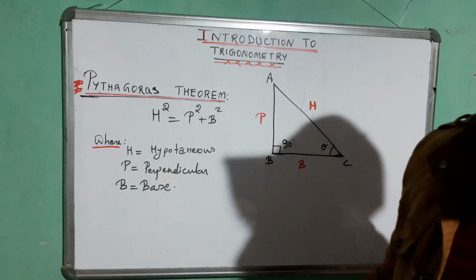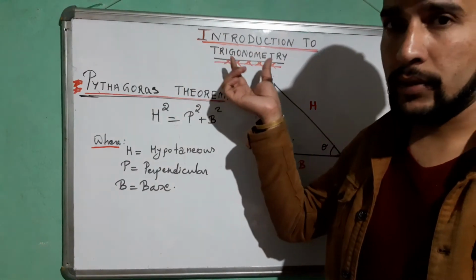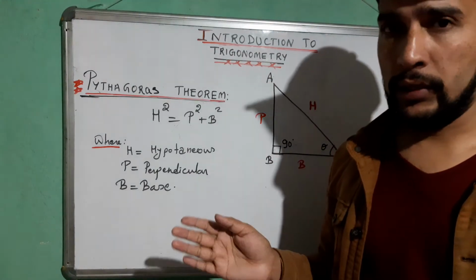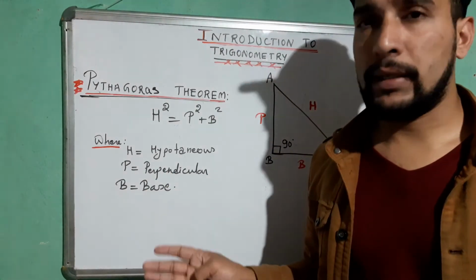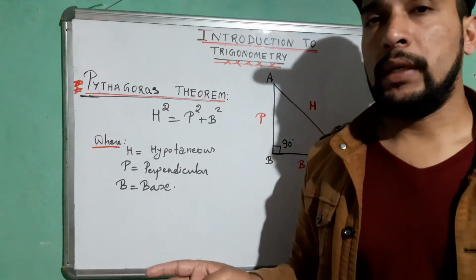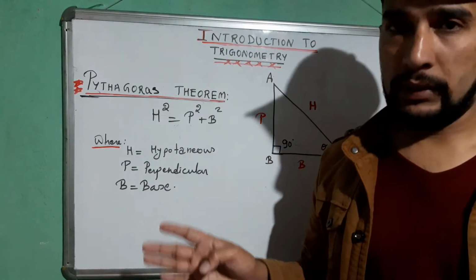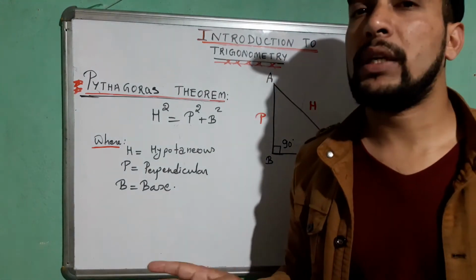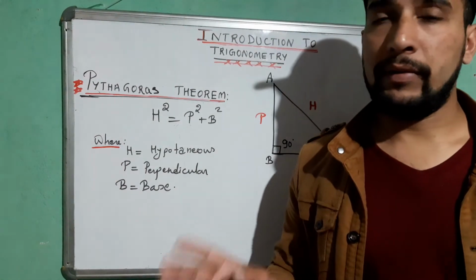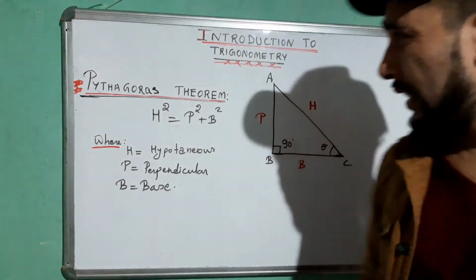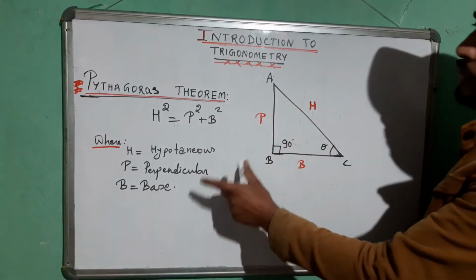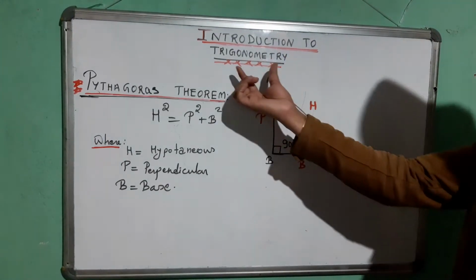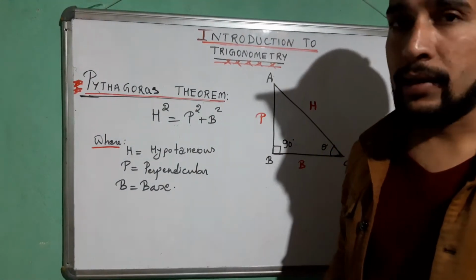In today's class, let's start a new section of mathematics, that is trigonometry. You have some idea about the arithmetic section of mathematics, the mensuration section, and some knowledge of coordinate geometry. You have done statistics also. Now let's start a new section of mathematics, that is trigonometry. This section of mathematics deals with angles.